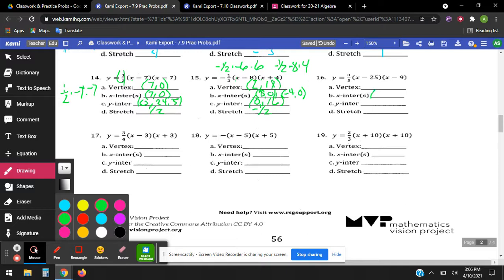x-intercepts. This one has to be 25, comma 0 to get me a 0. This one has to be a 9, comma 0. 9 plus 25 is 34. Half of 34 is 17. So it looks like 17 is my number here.